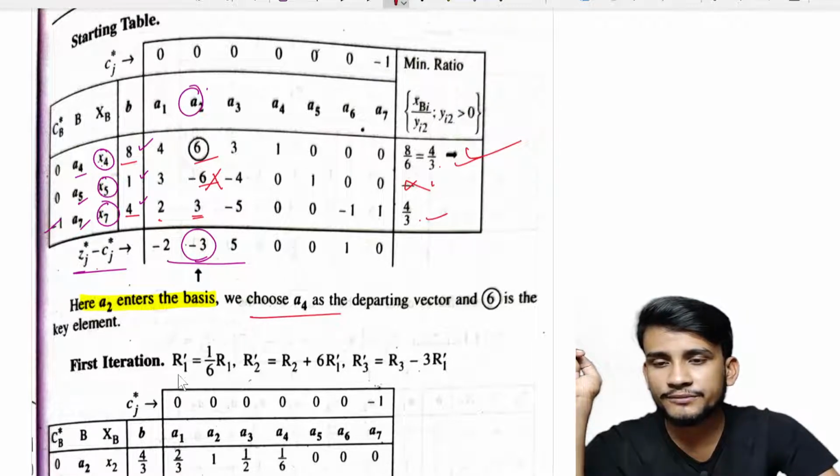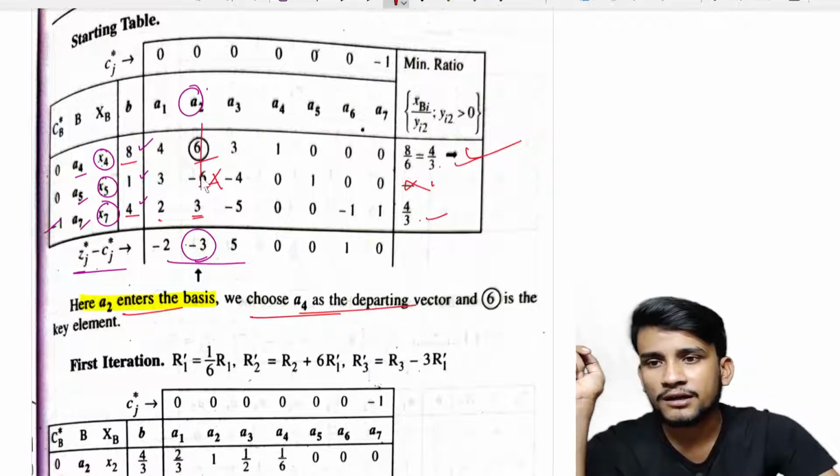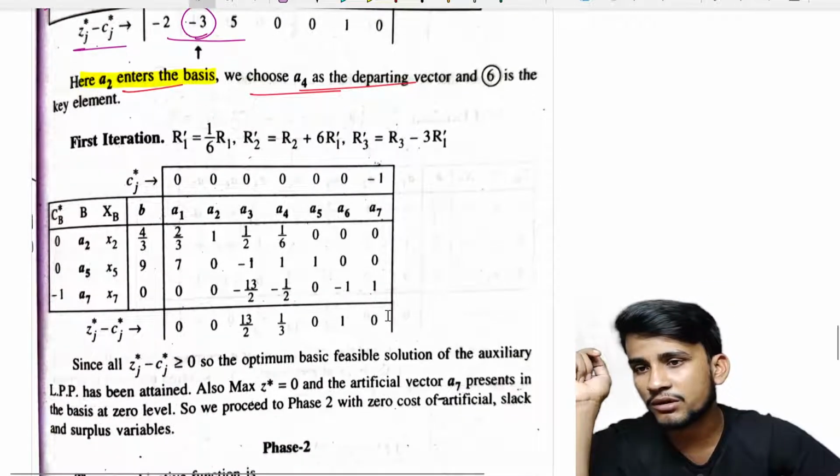So here in this book a2 enters the basis and a4 is the departing vector of the basis, and 6 is the key element. Okay, so there is no confusion. If there is any confusion, then you can comment.